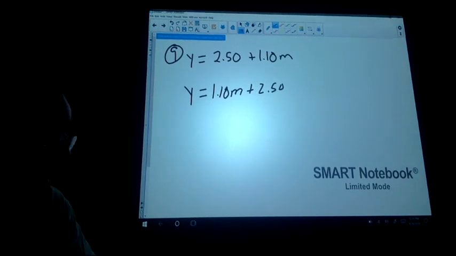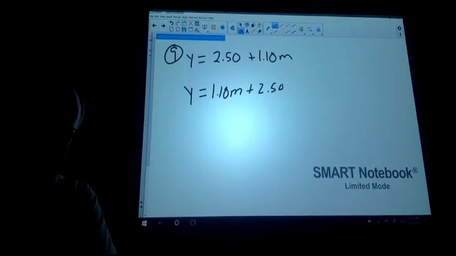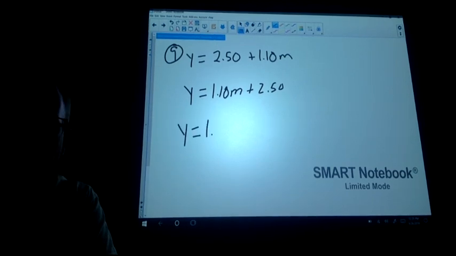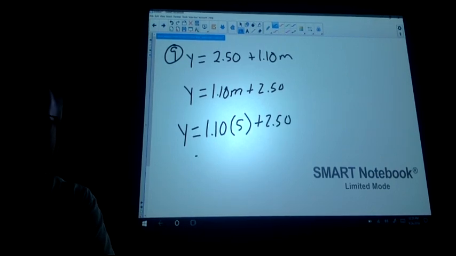Okay. So, write the equation that represents the function. Either one of those is fine. How much would it cost to travel 5 miles? Well, I'm going to put 5 in here. And then if I do my multiplication, I get 5.50 plus 2.50. So if I add those together, that's $8.